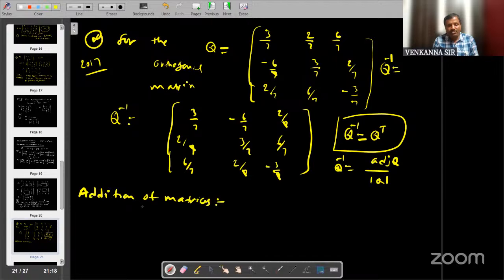That's also very important. Addition of matrices. Yeah, last question is clear to all of you? Last question, Q inverse is Q transpose. Everybody understood? Yeah, still any confusion, please clear. Okay. Yeah, addition of matrices.